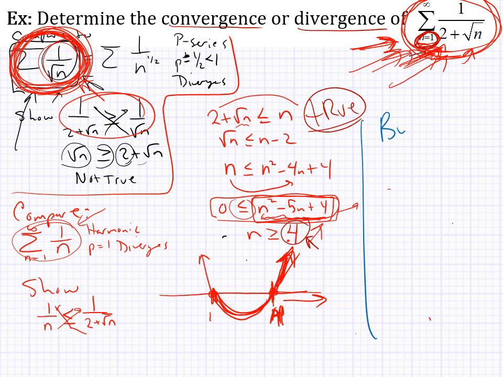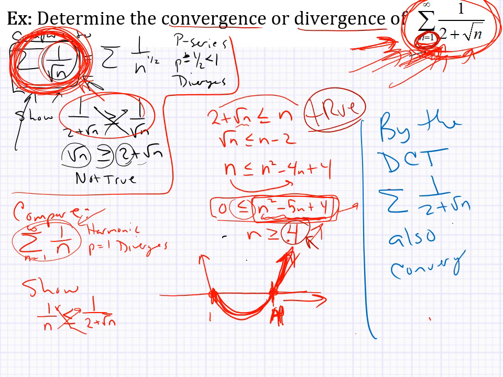So we could say by the direct comparison test, the sum of 1 over 2 plus the square root of n also diverges. And if it diverges for n from 4 to infinity, it should also diverge from n of 1 to infinity. Okay.